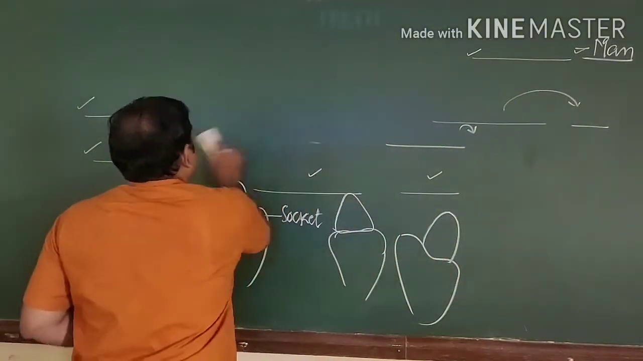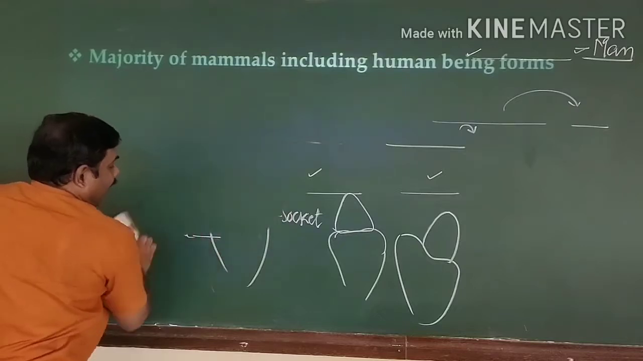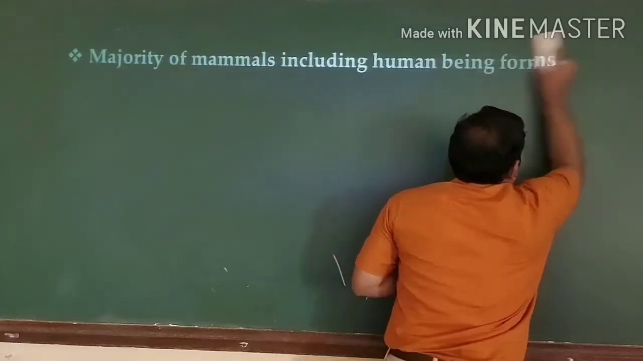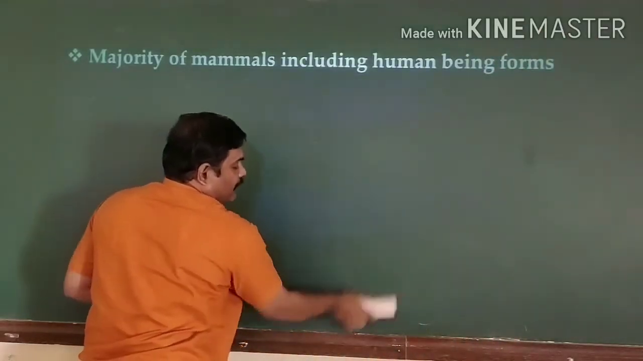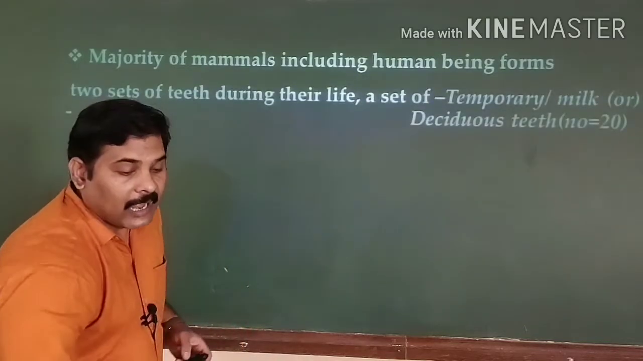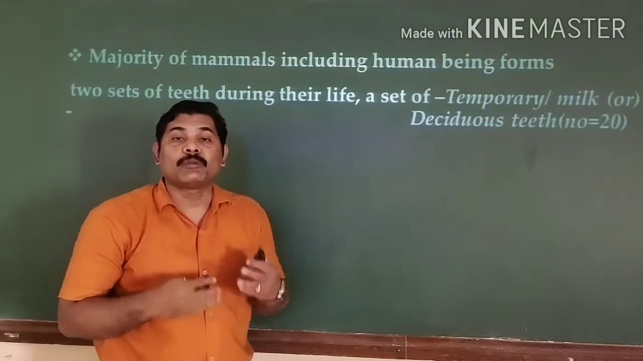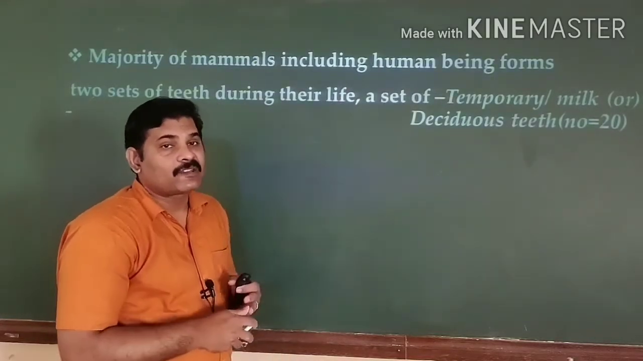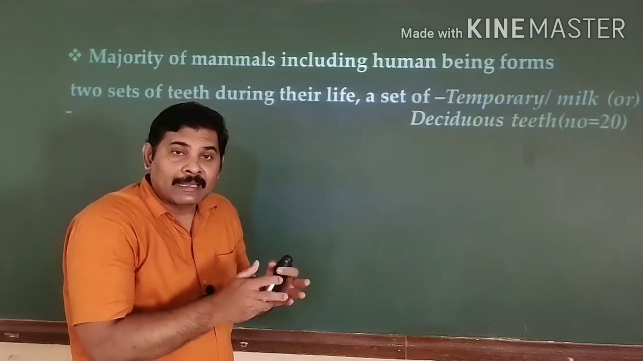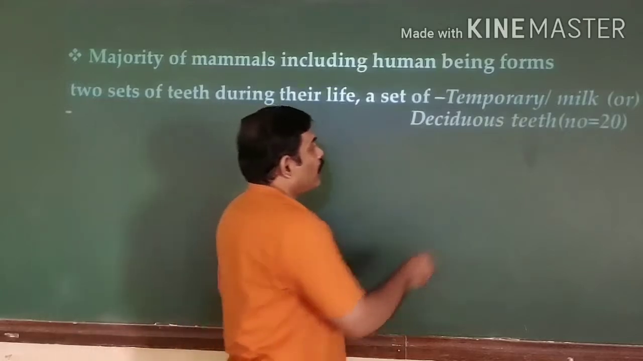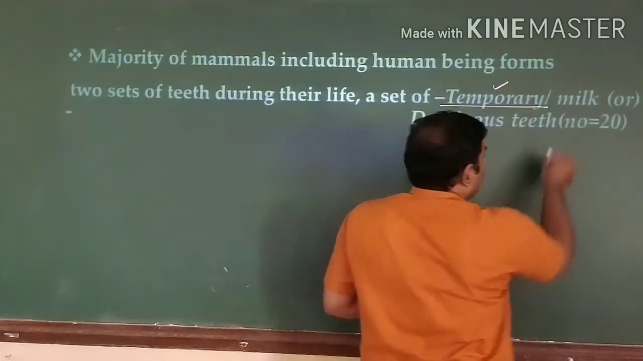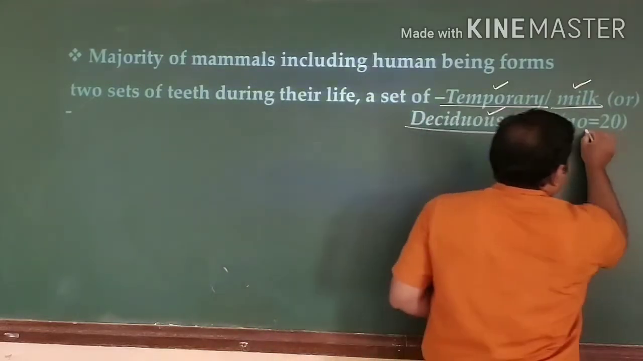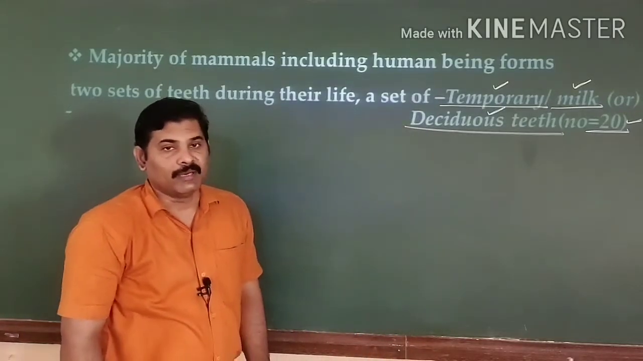Coming to this, the teeth present in the human being have different shapes. That is an important part. And these teeth grow in the human body two times in the entire lifetime. The first time, the teeth that grow in the human body at the earlier stage, at your childhood, are known as temporary teeth or milk teeth or deciduous teeth. The number of teeth here is altogether 20.